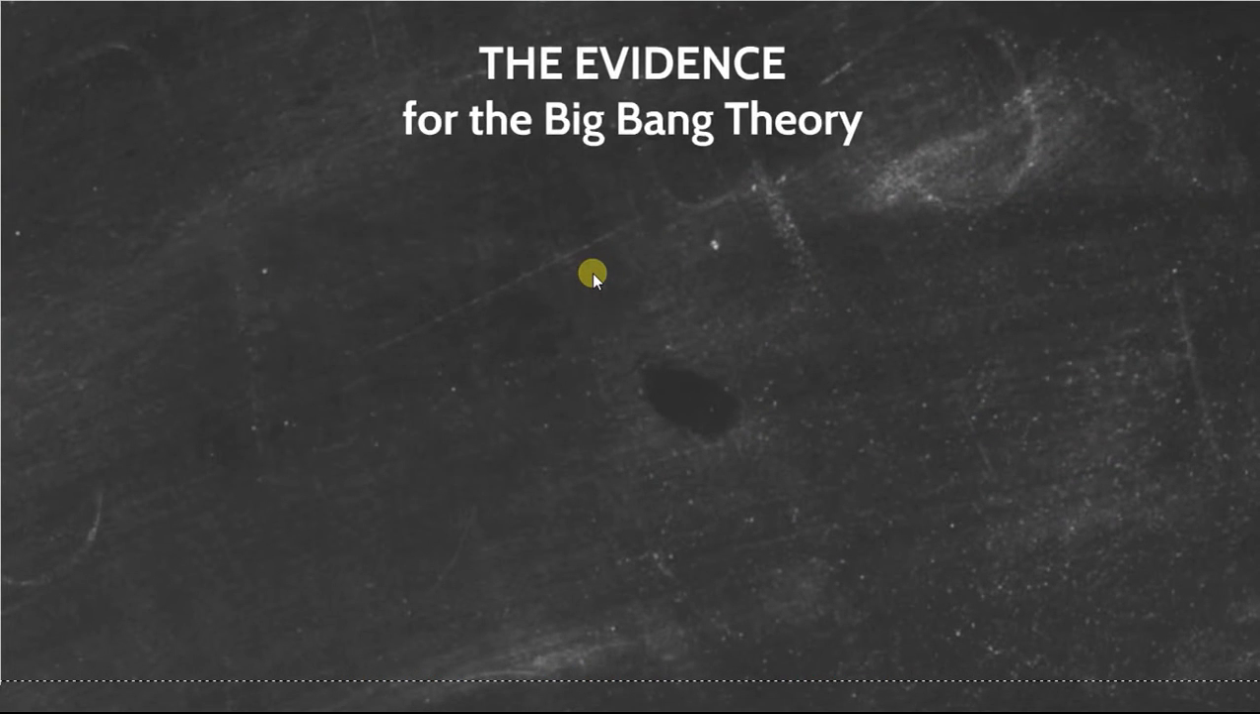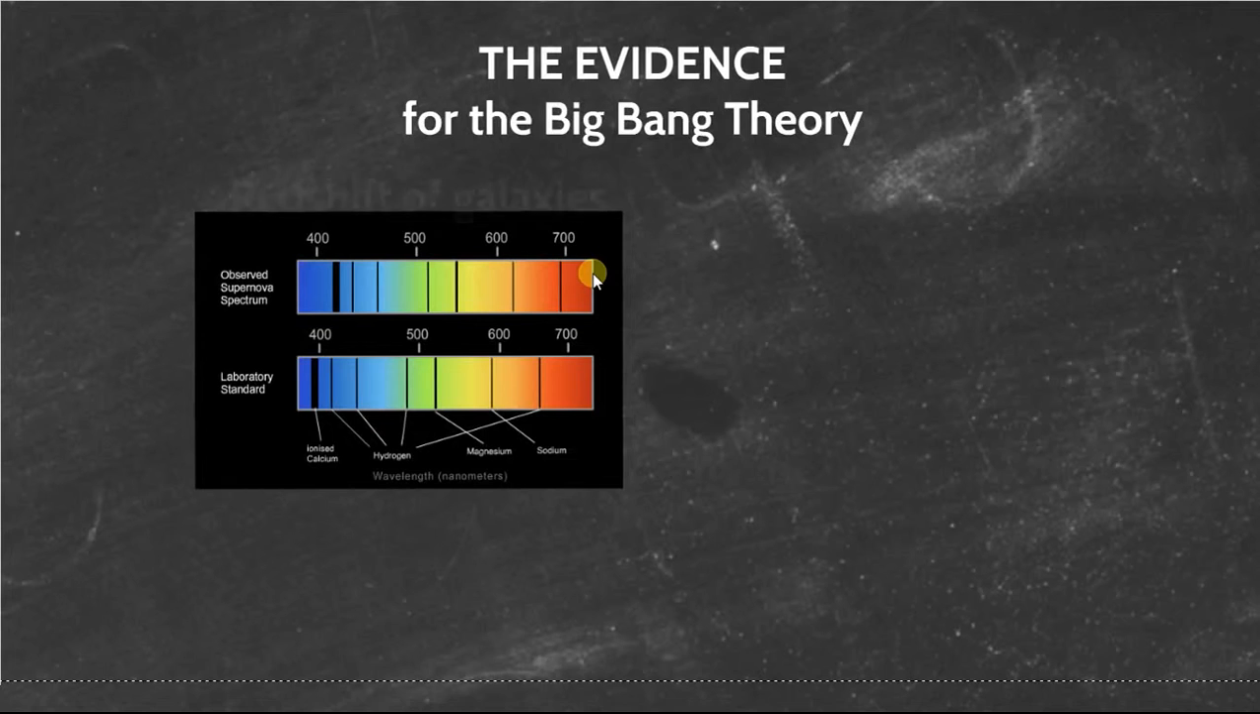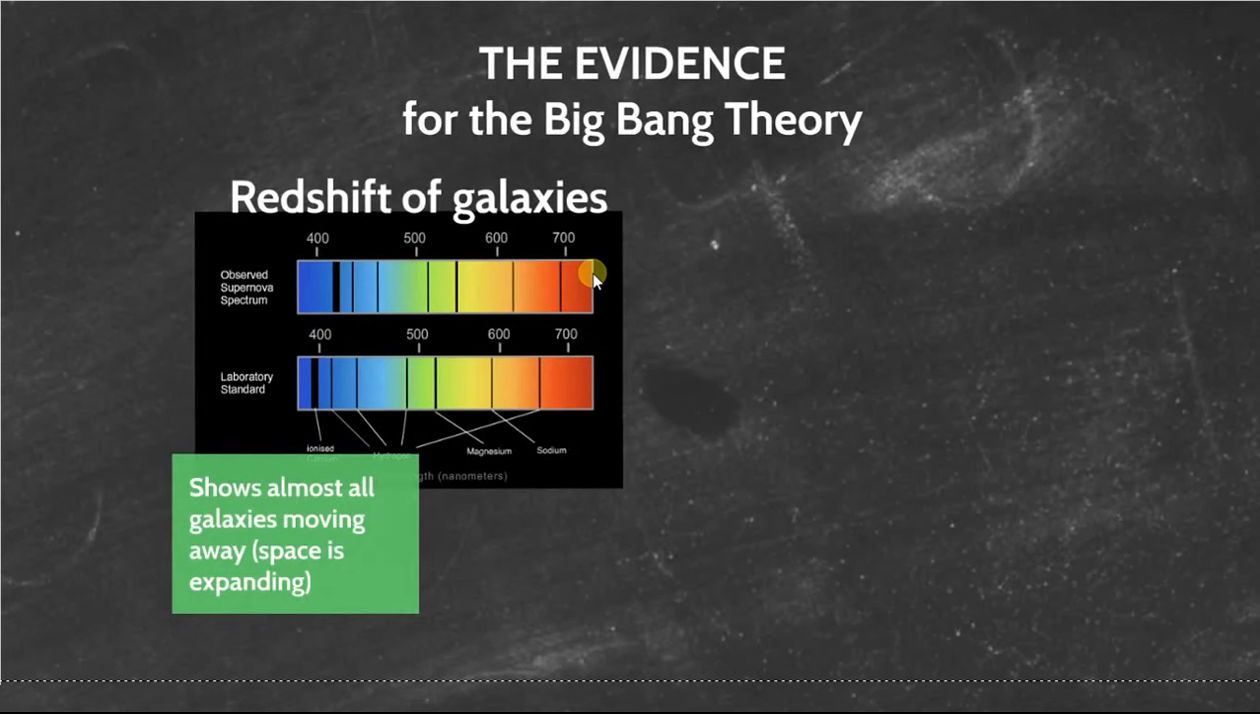The evidence for the Big Bang Theory, one of the heavy evidences is the redshifted galaxies. When we look out into the universe, we see that almost all the galaxies are redshifted, and this tells us that they are all moving away, that space is expanding.